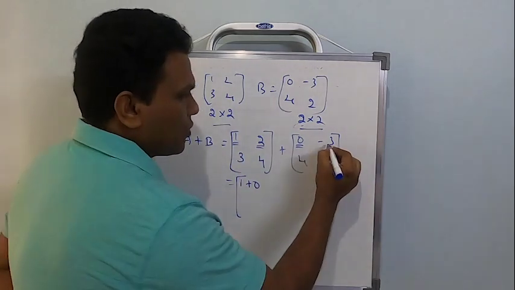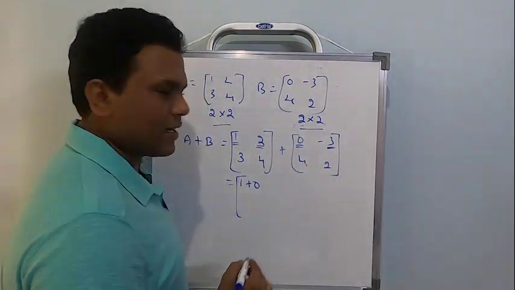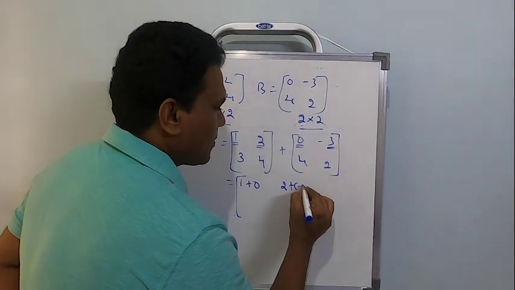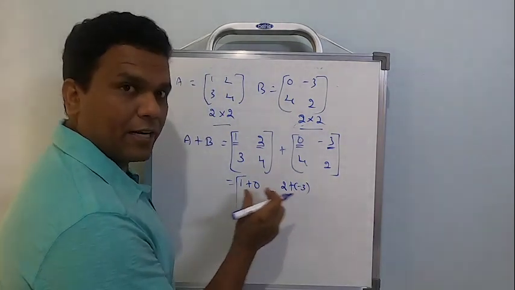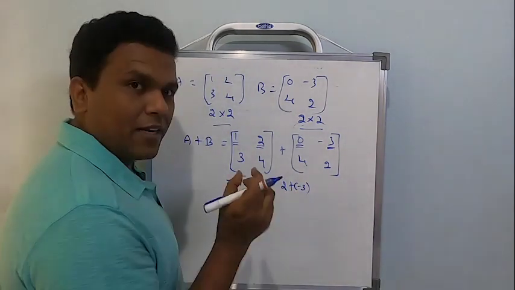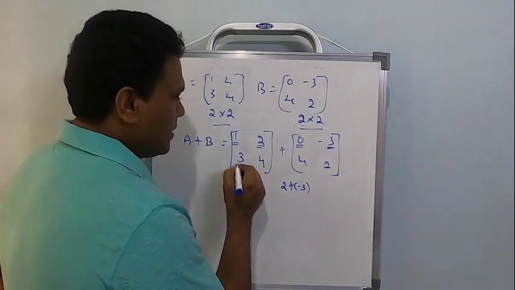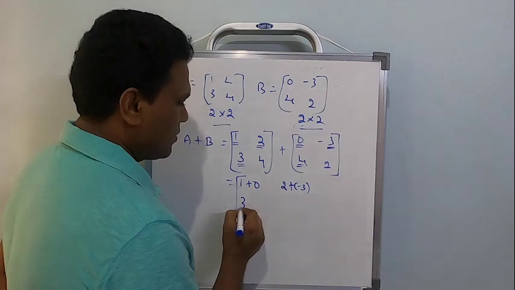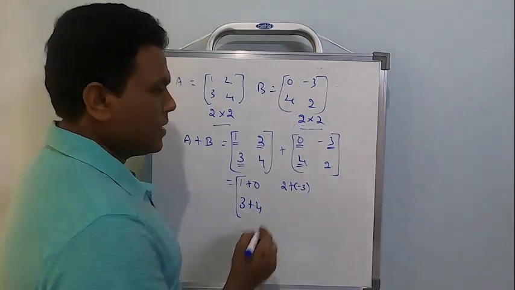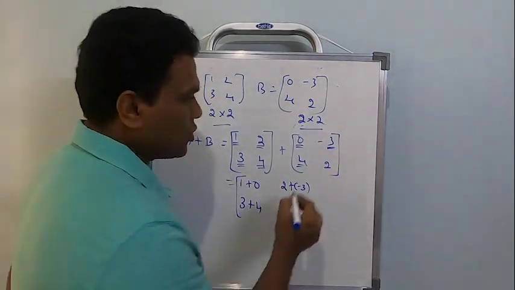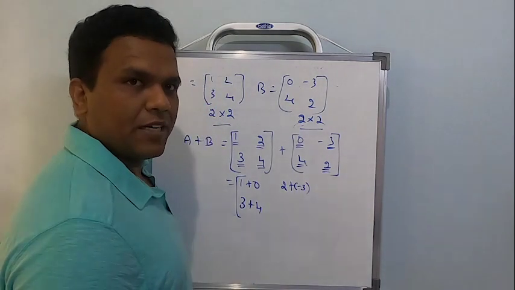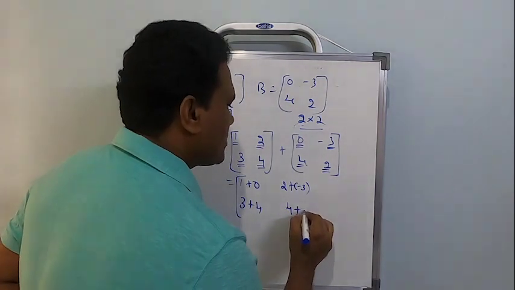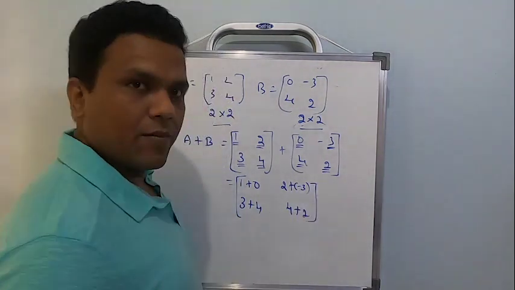Next, first row, second column, first row, second column: 2 plus -3. A space should be given in between them. Remember, when you add it, it constitutes one element. Second row, first column, second row, first column: so 3 plus 4. Second row, second column element should be added with second row, second column of the second matrix. So 4 plus 2. So addition of the matrix is done.